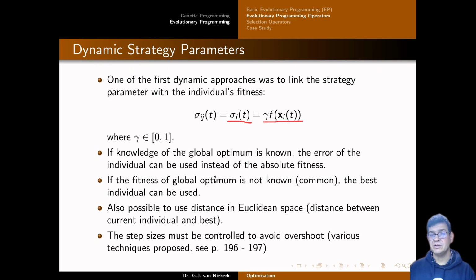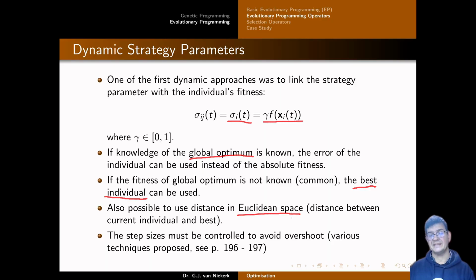If you know something about the global optimum, that sometimes is possible. Sometimes you don't know what the solution is, but you know what the fitness would be. Then, of course, you can use that fitness to drive this algorithm a little bit, because you know what the absolute best is going to be. If you don't, you can actually use the best individual. In other words, any individual that's very far from the best individual's fitness must make bigger jumps. That's also possible. And it's also possible to use Euclidean space.